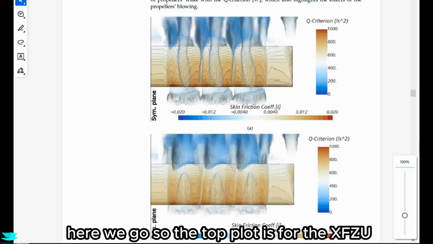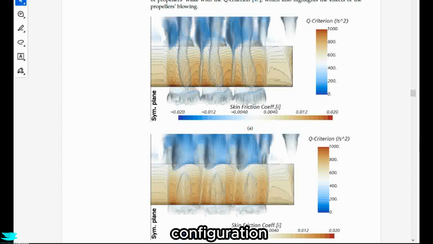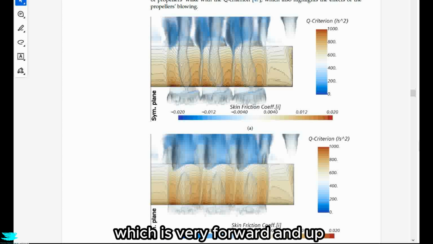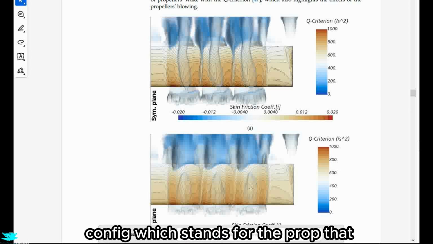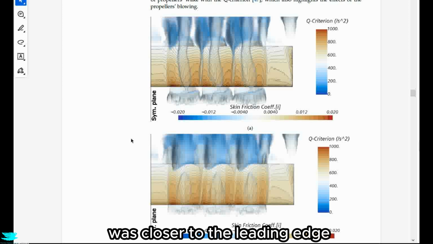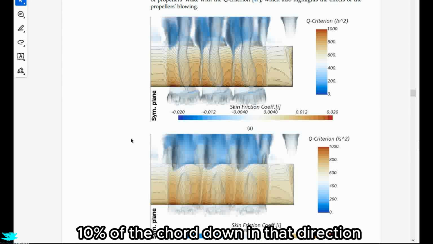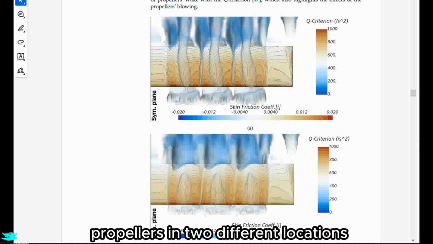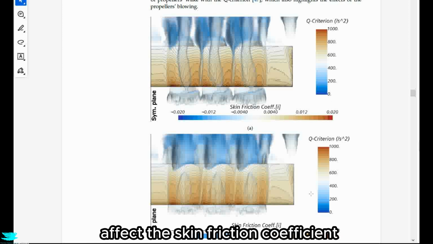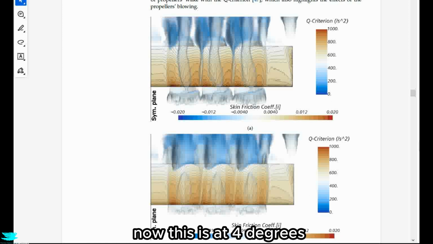Here we go. So the top plot is for the XFZU configuration, which stands for the propeller which is very forward and up. The bottom plot is for the XAZB config, which stands for the props that are closer to the leading edge and really down at the bottom location, 10% of the chord down in that direction. So we can see how the propellers in two different locations affect the skin friction coefficient. Now, this is at 4 degrees.